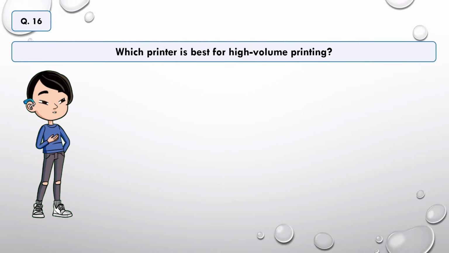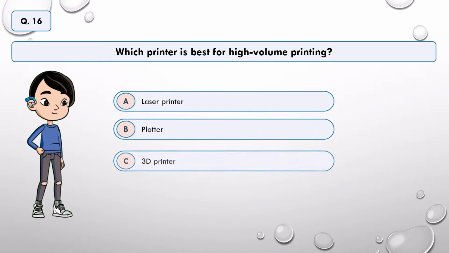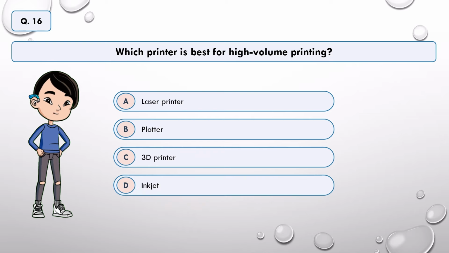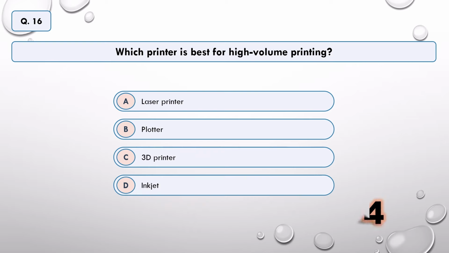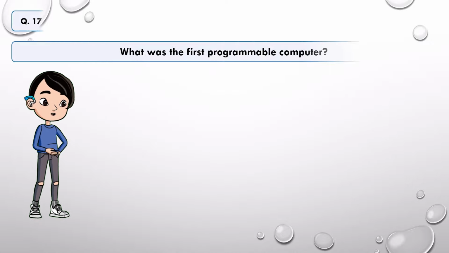Question 16. Which printer is best for high-volume printing? Options are A. Laser printer, B. Plotter, C. 3D printer, D. Inkjet. Answer is laser printer.